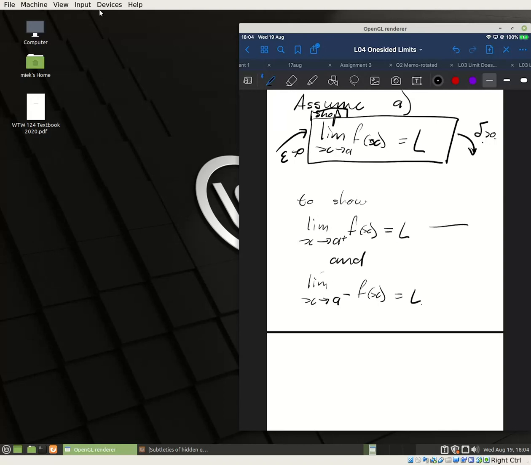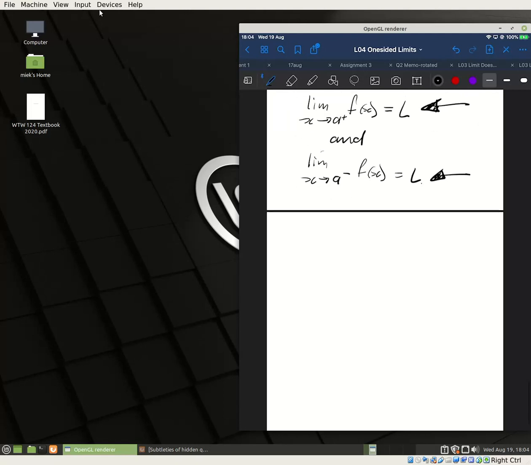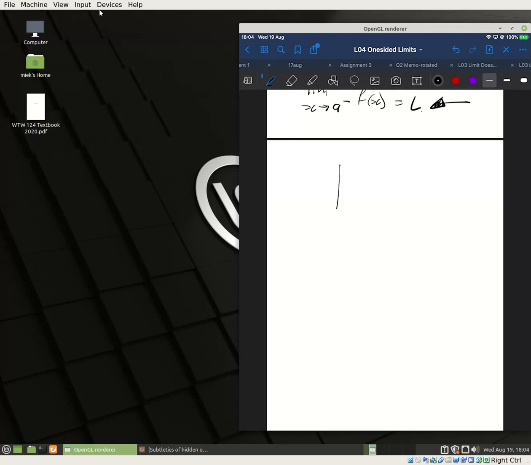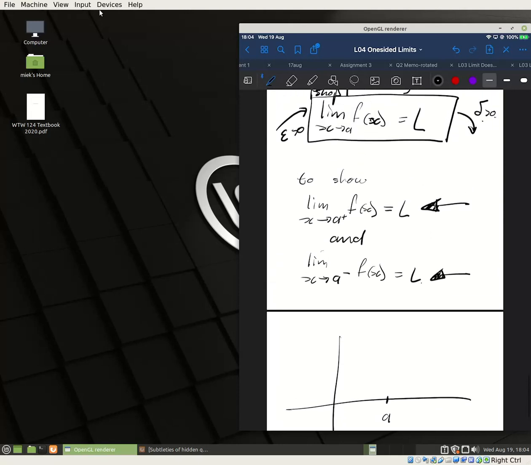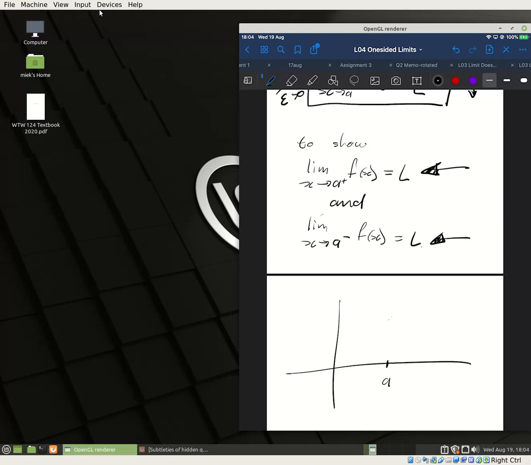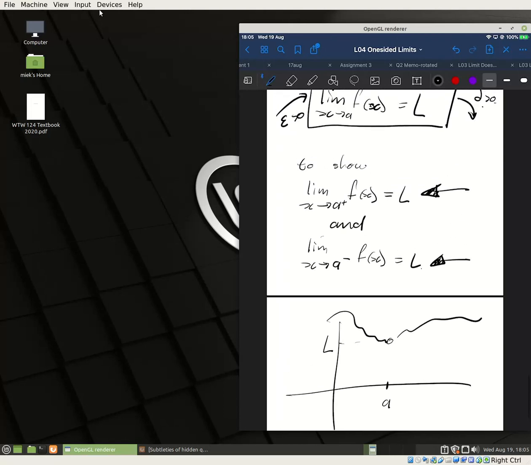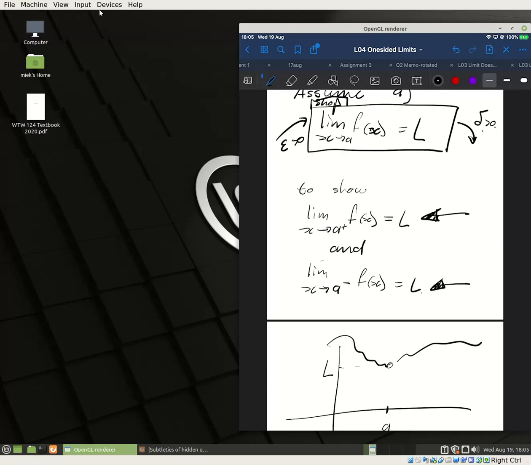And remember, now we need to expand the meaning of these statements to be able to see exactly what we will do. So I'm just going to give a sketch. So for example, if the graph of our function looks like this, we are assuming that the limit of f is L, and now we want to show firstly that the right limit is equal to L and that the left limit is equal to L.